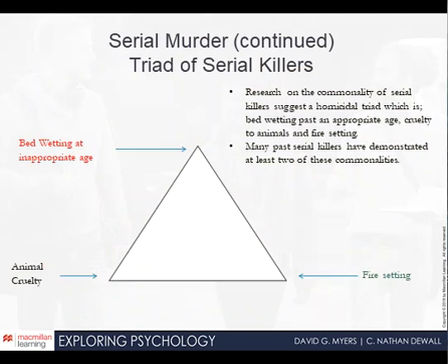Well, serial murder. Research on the commonality of serial killers suggests a homicide triad, which is bedwetting past an appropriate age, cruelty to animals, and fire setting.